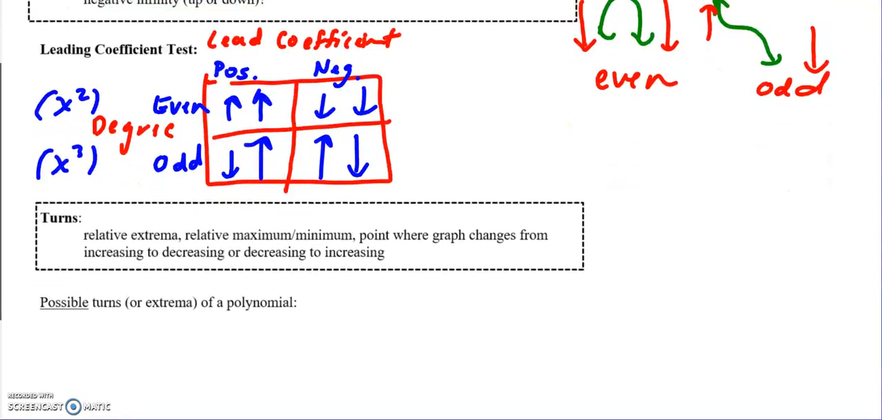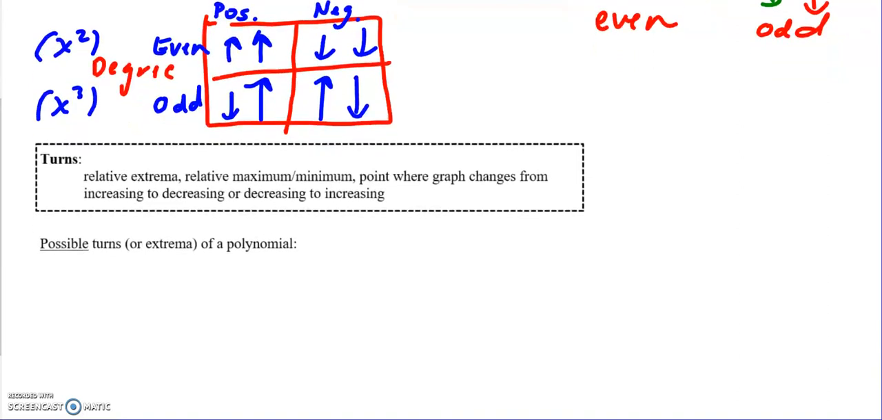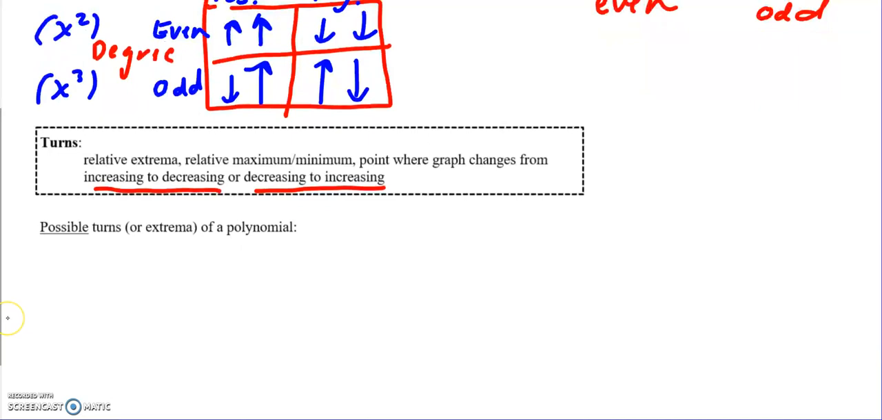A next piece of information is turns. What turns represent is the relative extrema, relative maxes or mins, or the point where the graph changes from increasing to decreasing or decreasing to increasing. So again, let me generalize from something that you already know. You're very familiar with a general parabola. How many turns does a parabola have? Well, a parabola only turns once at that vertex where it's going from a decreasing interval to an increasing. So this one has one turn.